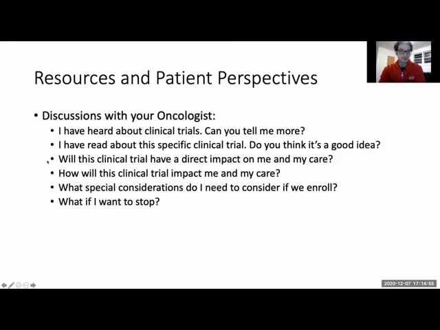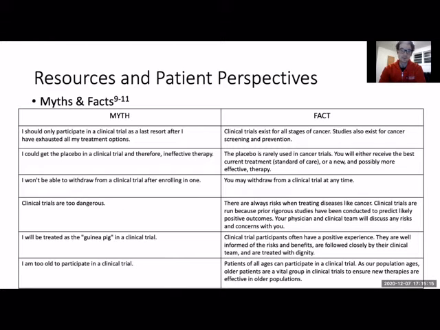You can ask, will this clinical trial have an impact on me and my care? And if so, how? What specific considerations do I need to consider if we enroll in a clinical trial? And what happens if I decide that I want to leave a trial after I've enrolled? So these are some questions just to initiate the conversation. And now we're going to go over a few myths about clinical trials. So I apologize for it being a bit small there, but I'll read through them with you.